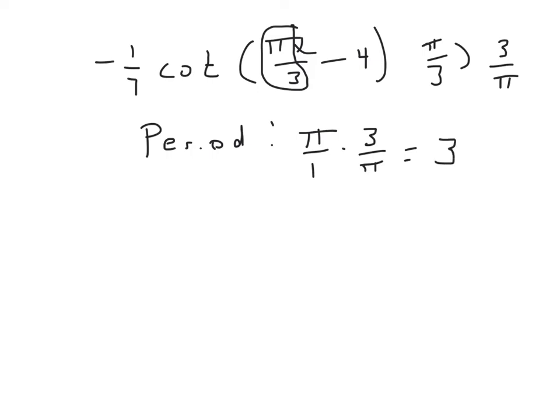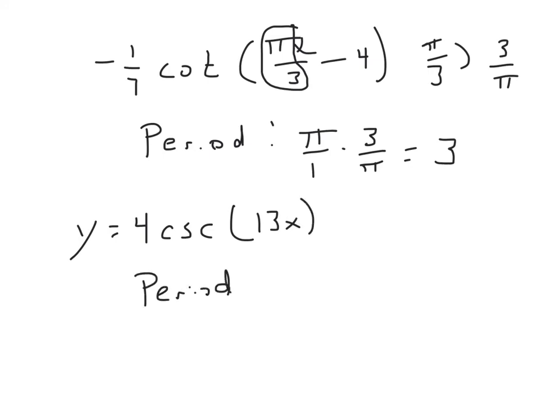And if I were to give you, let's actually write this as an equation. Y equals 4 cosecant of 13x. Let's just leave it at that. I'm going to find the period of this by taking 2 pi over 1, because this is cosecant. The normal period of cosecant is 2 pi, times whatever your horizontal stretch or shrink factor is.